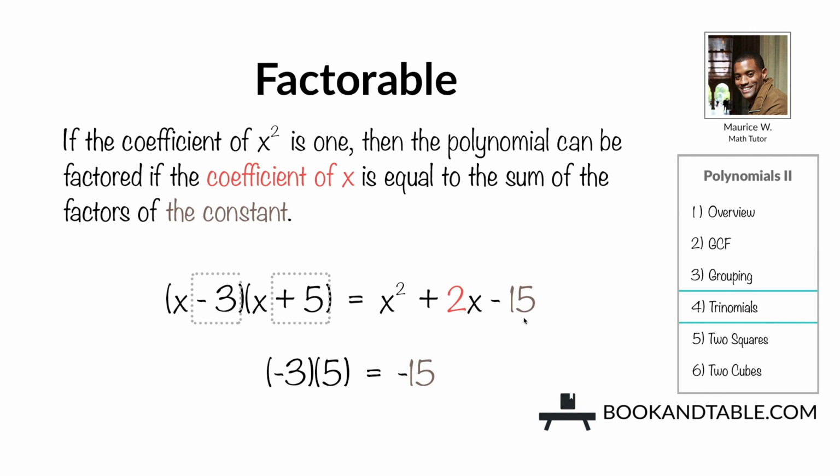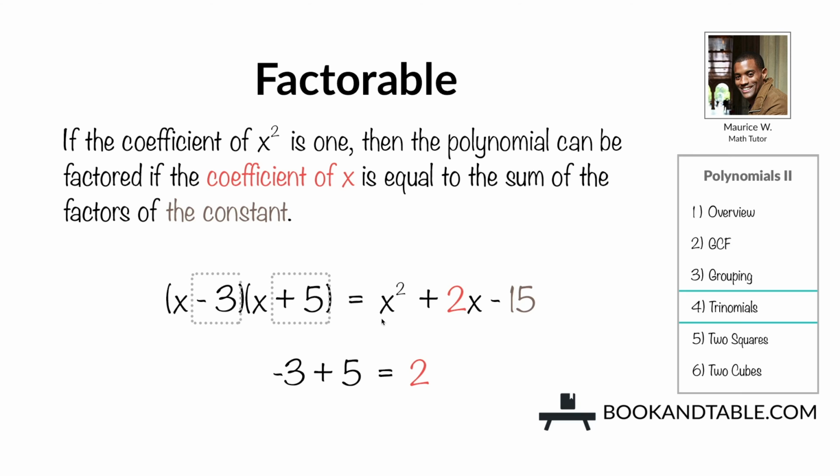We know that this can be factored because the coefficient of x, which is positive 2, is equal to the sum of the factors of the constant. The constant is negative 15. So we're looking for factors that have a sum of positive 2, and that would be positive 5 and negative 3. Negative 3 and positive 5 have a product of negative 15, and they have a sum of positive 2. So that is how we know the factors would be x minus 3 times x plus 5.